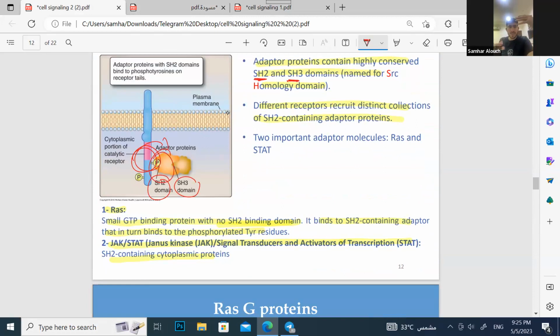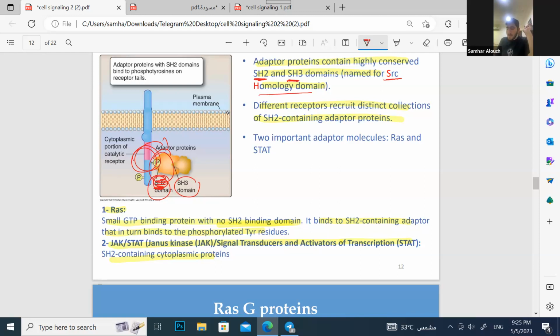So if they ask you in MCQ, what is the thing that exists in adapter protein that allows them to bind to tyrosine kinase receptor? It's SH2, not SH3. Say SH2, it's more accurate. And SH2 is for SRC homology domain.